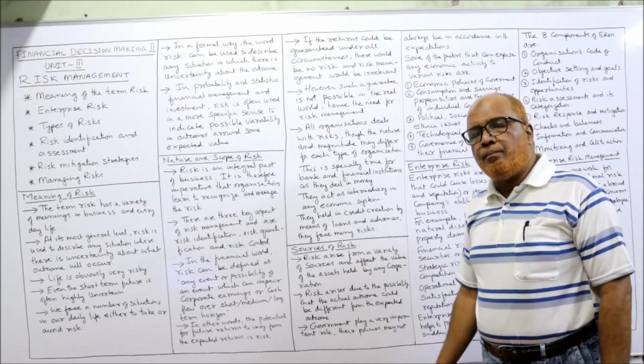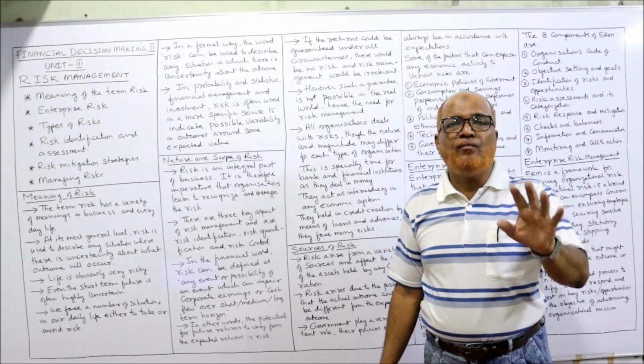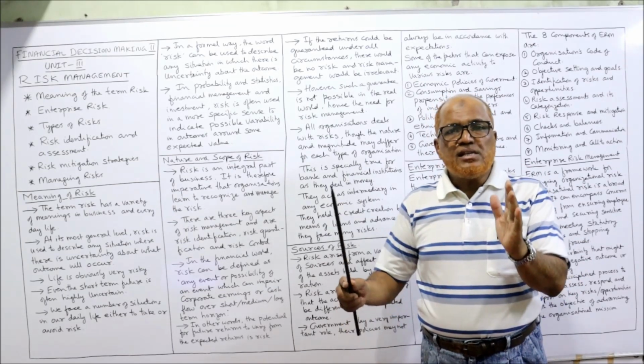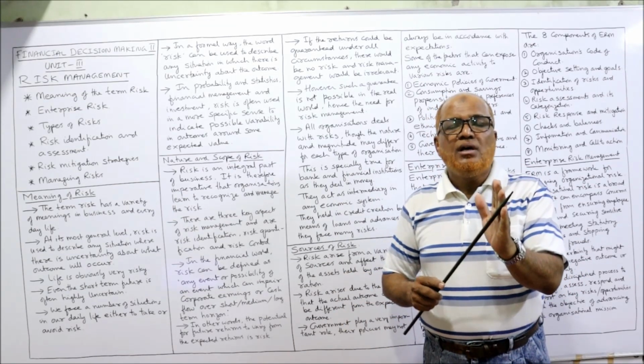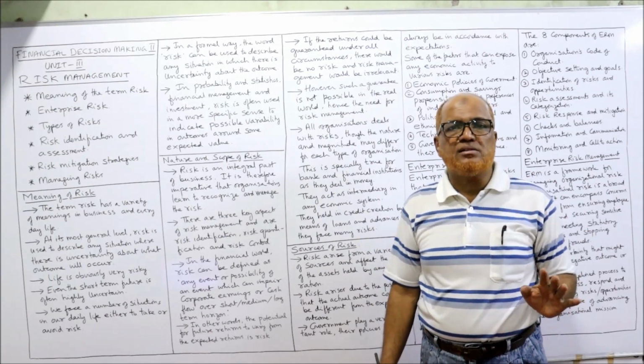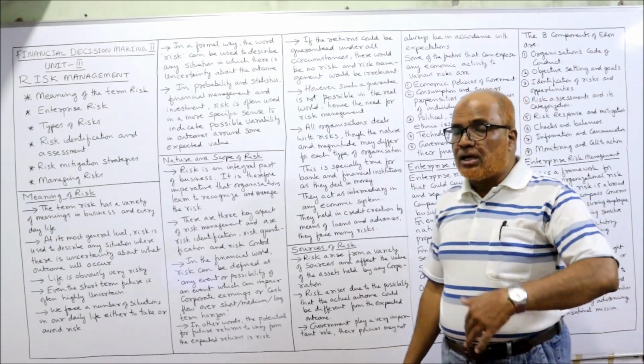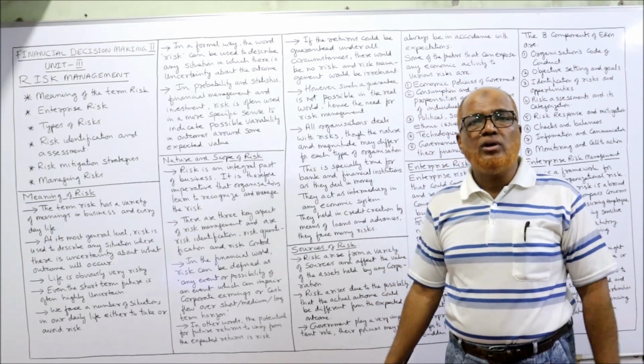Now, nature and scope of risk. Risk is an integral part of the business. See here, every business will have to face the risk. There is no business without risk. Every business will have the risk. It is therefore imperative that the organization learn to recognize and manage the risk. We cannot avoid the risk.